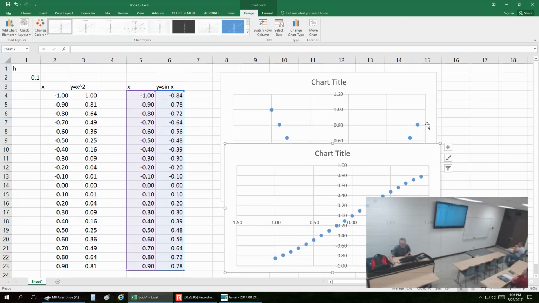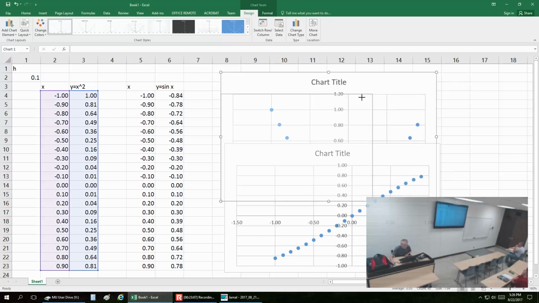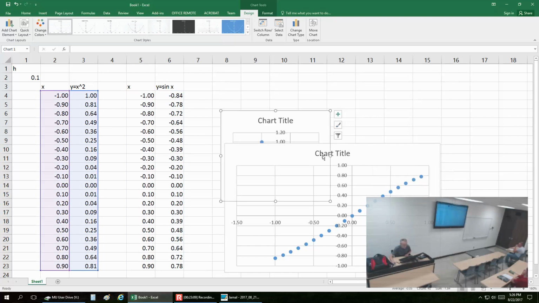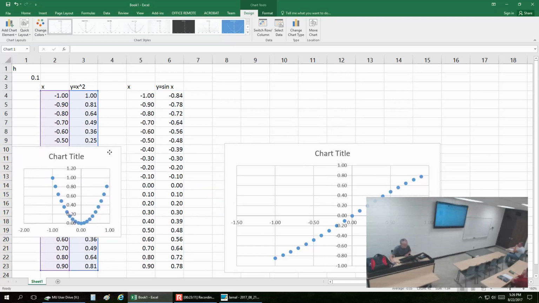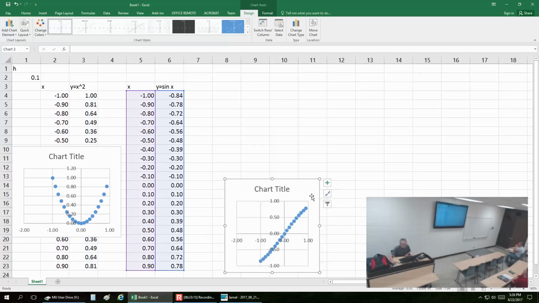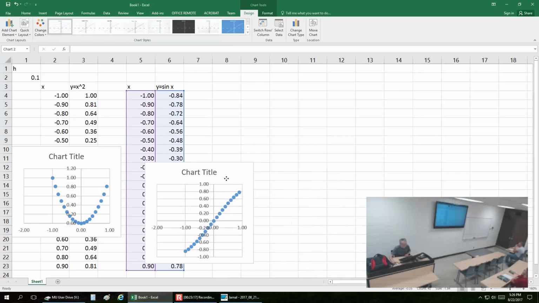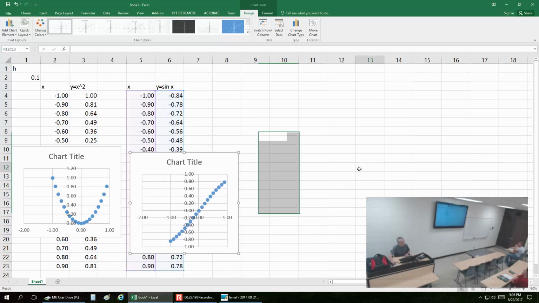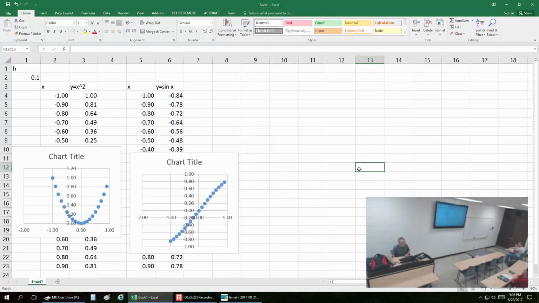To distinguish them, let me make them small and move them around a little bit. So this one is the first function, and this one is the second function. You can see how the behaviors are different. They both start at -1, however. And now I could produce a new function from these two.